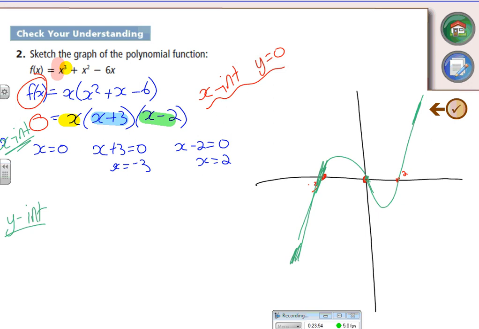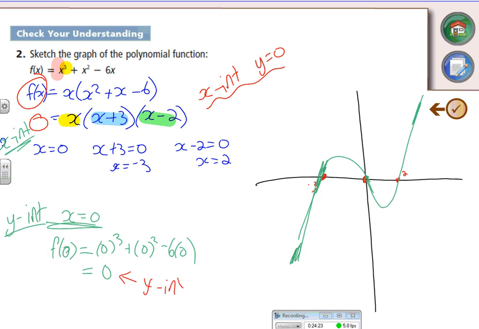But in order to find a y-intercept, that's when x equals 0. So go back and do f of 0. What is the function at 0 there? So 0 cubed plus 0 squared minus 6 times 0. Oh, that does equal 0. So when x equals 0, your y equals 0. That means your y-intercept is at 0, which, yep, that's what we had here. Sometimes you're going to need to do that as another step.